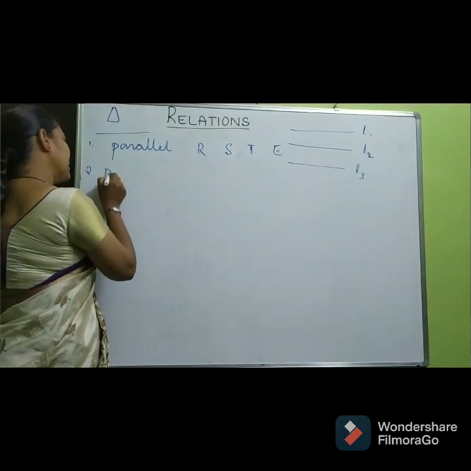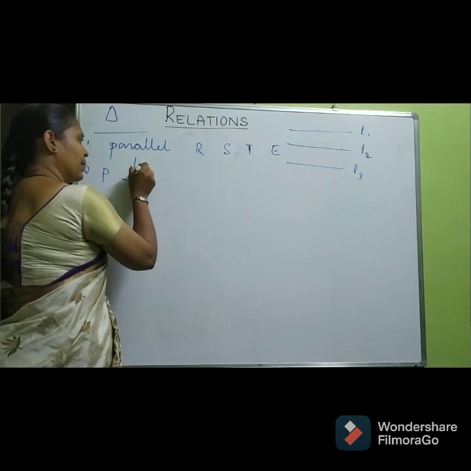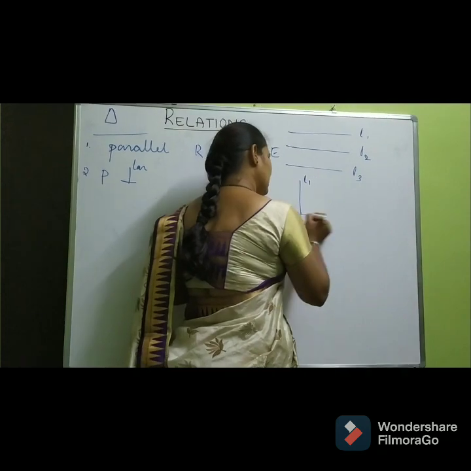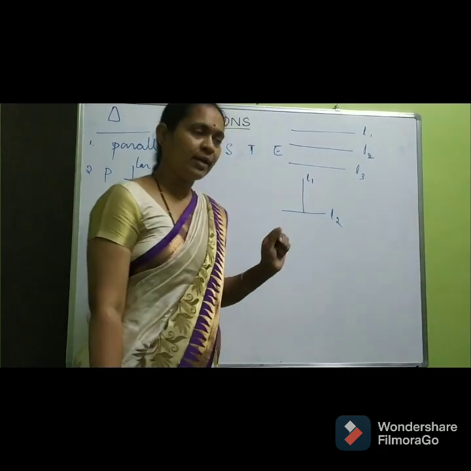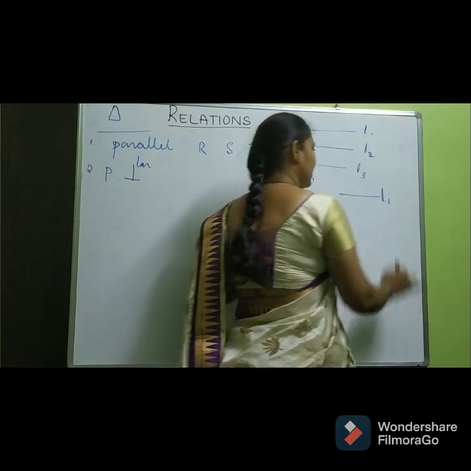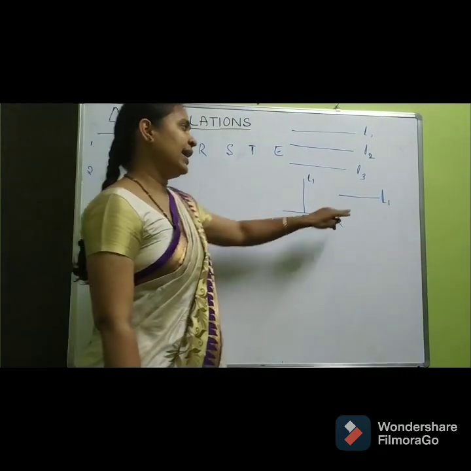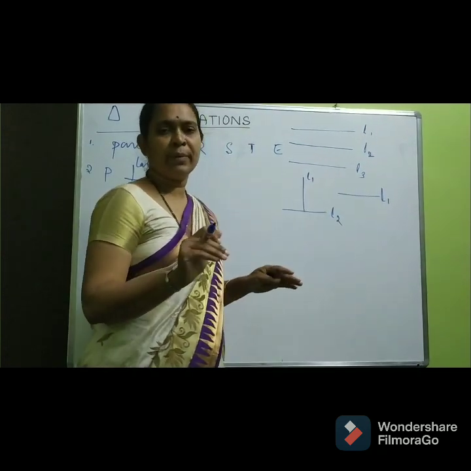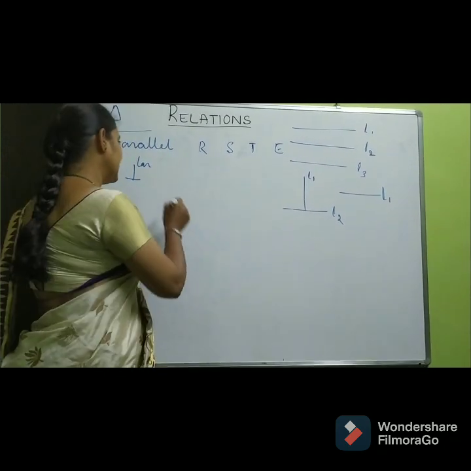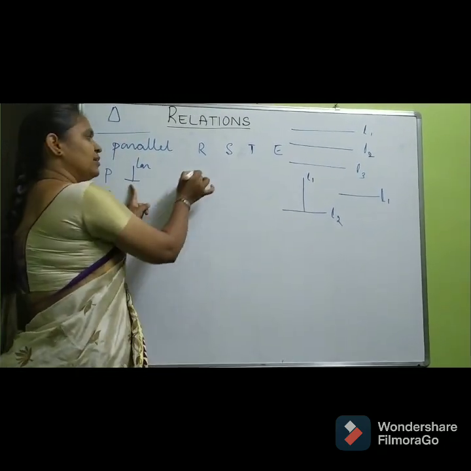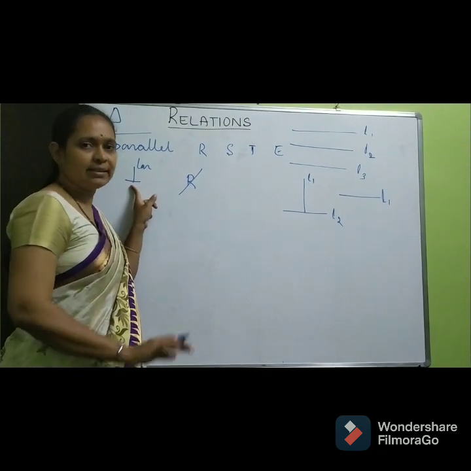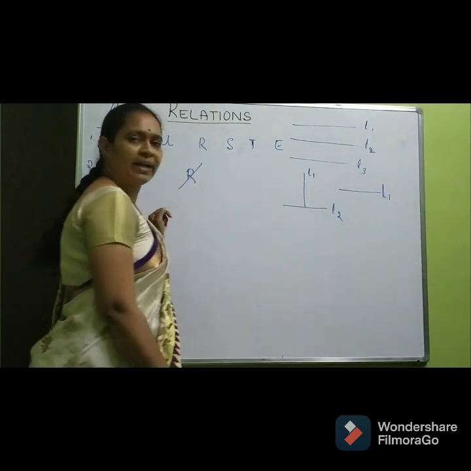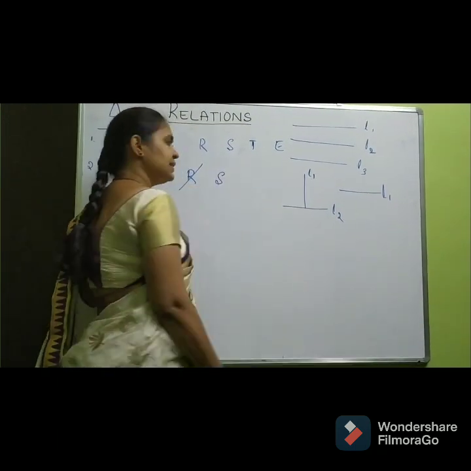Next I want to take perpendicular. Perpendicular lines means how will it be? Let this be L1 and this be L2. If I write only L1, we know any line cannot be perpendicular to itself. So L1 perpendicular to L1 itself is not possible. Therefore, the perpendicular relation is not reflexive. If L1 is perpendicular to L2, definitely L2 is also perpendicular to L1.